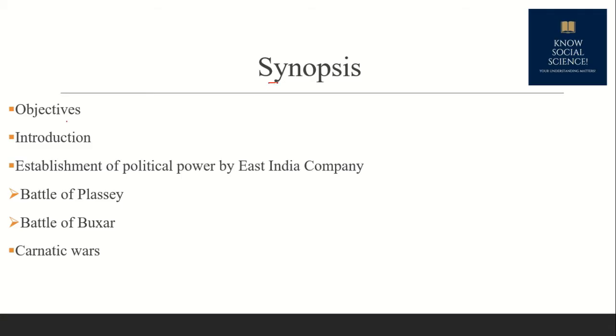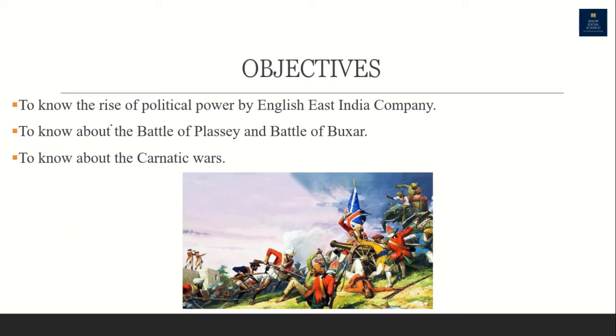Let's see the synopsis. Objective, introduction, establishment of political power by East India Company, Battle of Plassey, Battle of Buxar and Carnatic Wars. The objective of this lesson is to know the rise of political power by the English East India Company, to know about the Battle of Plassey and the Battle of Buxar, and the last is the Carnatic Wars.